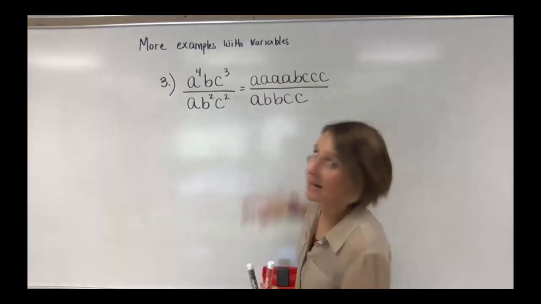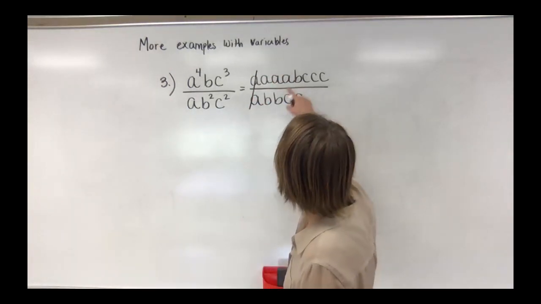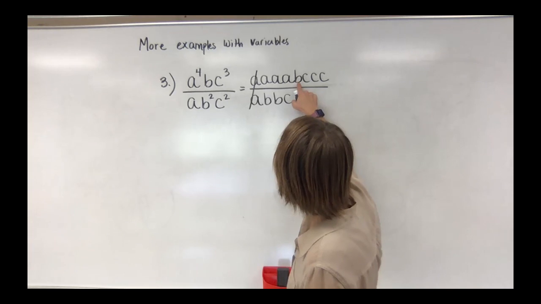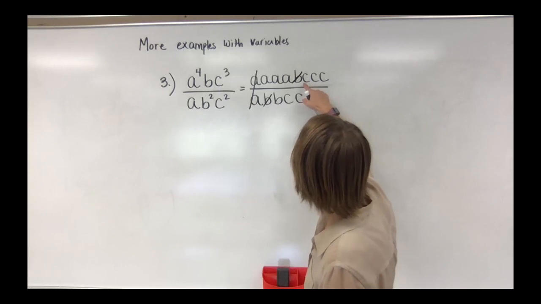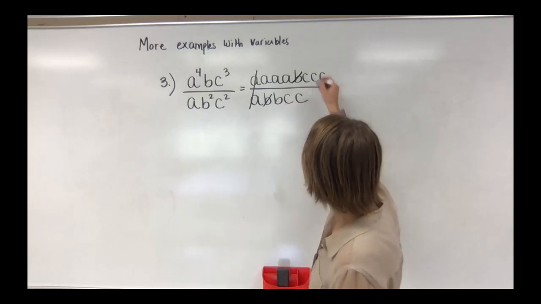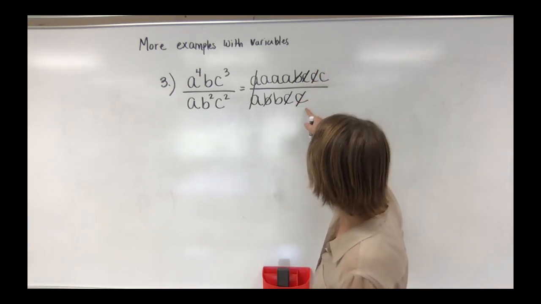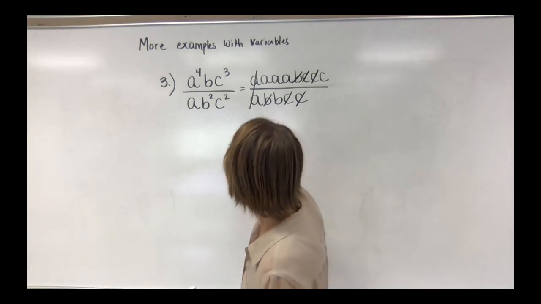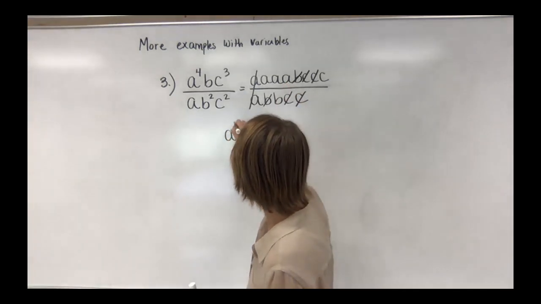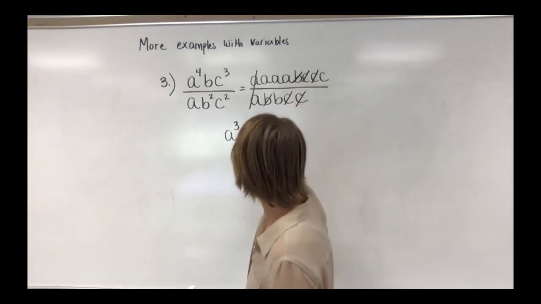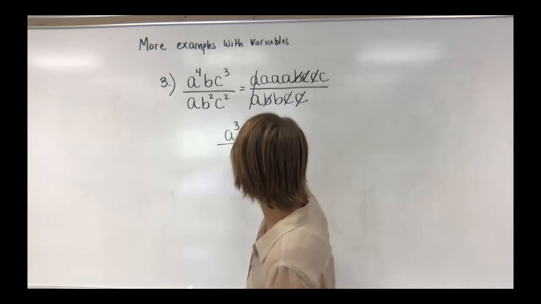Well, right here, a divided by a would give me a factor of 1, right? So those cancel out. I don't have any more a's on the bottom. I have a b on the top, a b on the bottom. Those cancel out. I have 3 c's on the top, 2 c's on the bottom. So that pair of c's cancels out. This pair of c's cancels out. Gosh, what am I left with? I'm going to step down here. I'm left with a times a, which I can write as a to the 3rd power, or a cubed, times c, all over, what do I have on the bottom here? B.